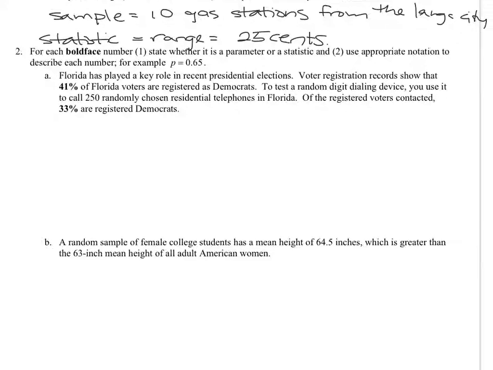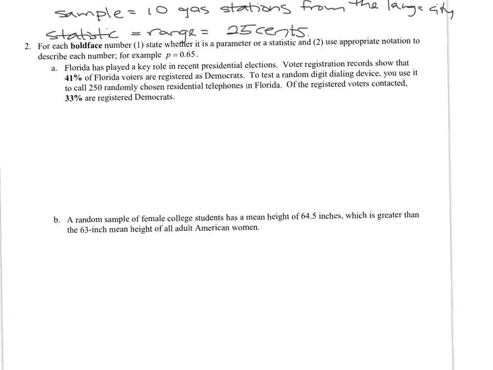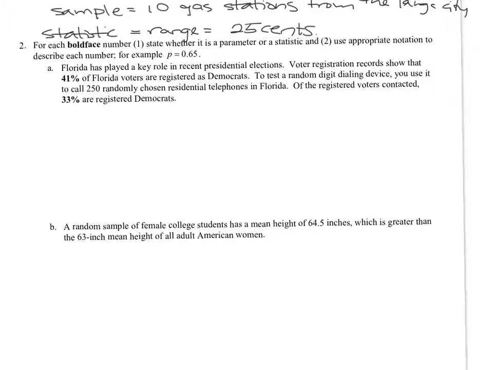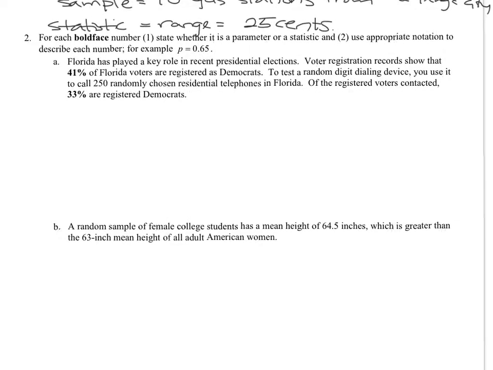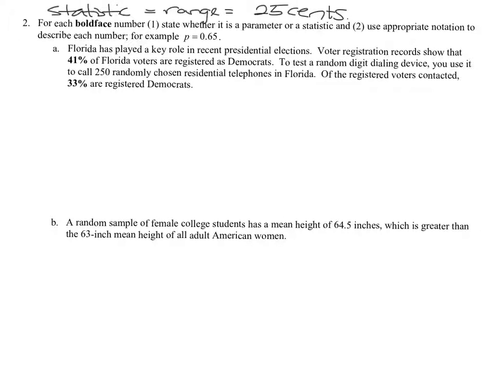All right, so now let's look at number 2. For each boldface number, one, state whether the parameter is a parameter or statistic, and two, use the appropriate notation to describe each number. All right, so Florida has played a large key in a recent presidential election. Remember, our book was published in 2011. So voter registration records show that 41% of Florida voters are registered as Democrats. To test a random digit dialing device, you use it to call 250 randomly chosen residential telephones in Florida. Of the registered voters contacted, 33% are registered Democrats.